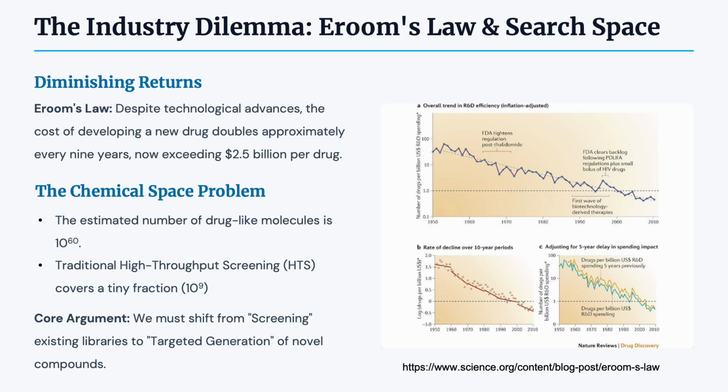The estimated number of drug-like molecules is 10 to the power 60. Traditional high-throughput screening can only cover a tiny fraction of this, only about 10 to the power 9. Essentially, we have been trying to find a needle in a haystack by blindly picking through the straw. We need a new approach. Instead of finding a needle, we need to build a needle.